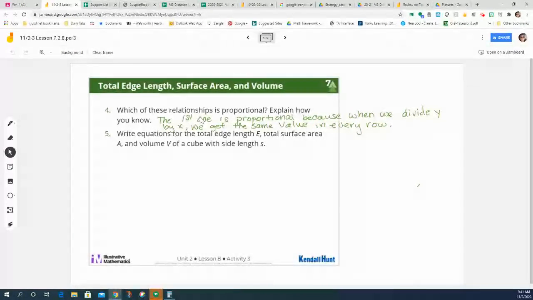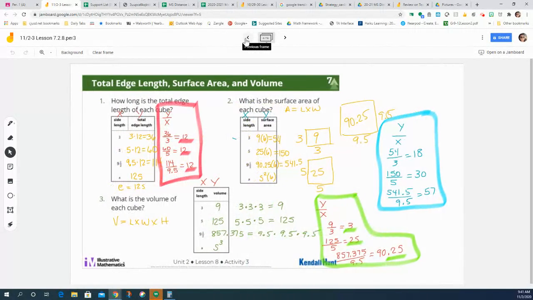All right, so now it's asking for us to write the equations. So the first one we already did is E is equal to 12s. That's for number 1. Number 2, remember it has to do with a squared. So the area is equal to 6 times the side squared. And the third one is the volume is equal to the side cubed.